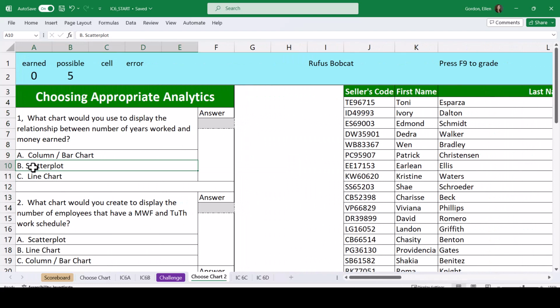Whenever you have two numerical variables, you can create a scatter plot. A column or bar chart usually has at least one qualitative variable and one quantitative variable, or two qualitative variables. A line chart is for quantitative data over time, how it changes over time. So the correct answer would be B, scatter plot.